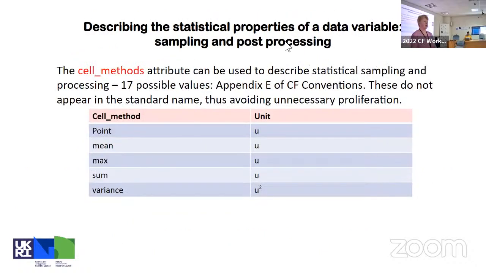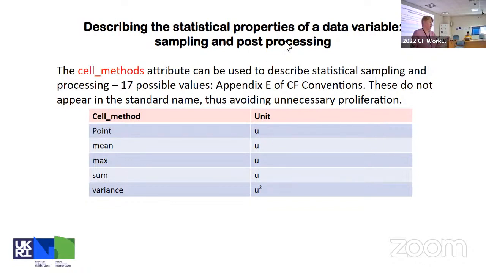There's other ways we can describe statistical sampling and post-processing. It's a very powerful attribute called cell methods, and we can put an awful lot of information into that. Works very well with things like climate indices. And Antonio showed a brilliant example last week in the training. But it can also have simpler uses as well. So these cell methods are all listed in Appendix E of the conventions document. There's actually 17 of them, and I just picked a few out here. But these are sort of statistical post-processing or sampling type things. So you can have a point observation or a mean.